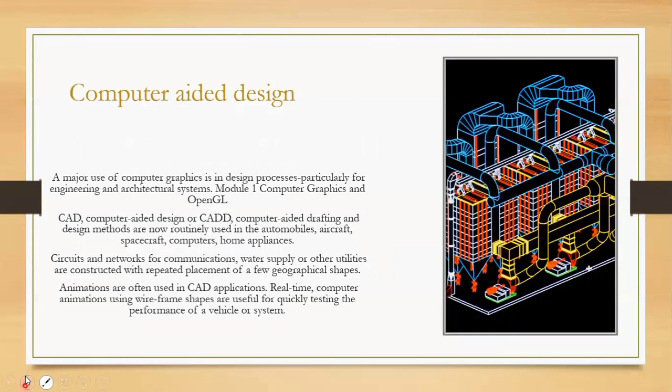Next is computer-aided design. A major use of computer graphics is in design processes, particularly for engineering and architectural systems. In CAD, computer-aided design, or CADD, computer-aided drafting and design, methods are now routinely used in automobiles, aircraft, spacecraft, computers, and home appliances. Circuits and networks for communications, water supply, or other utilities are constructed with repeated placement of a few geographical shapes.